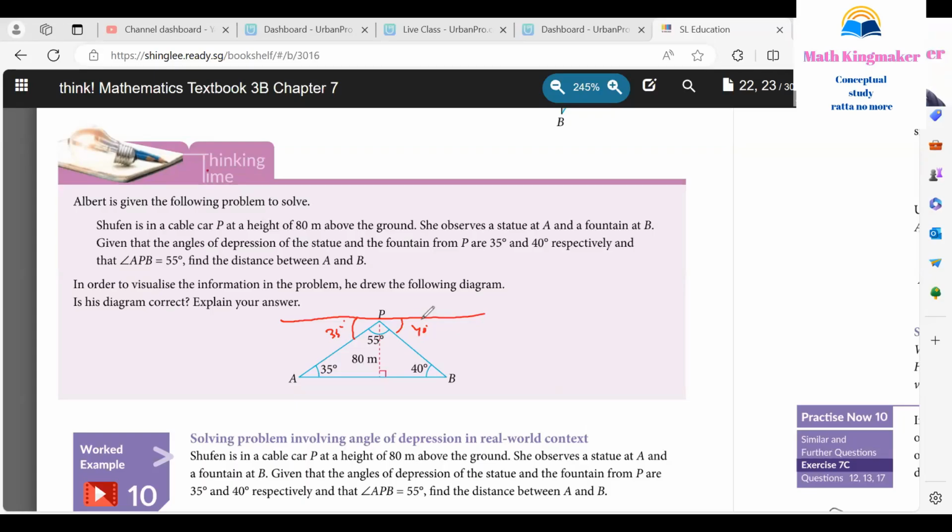Can APB be 55? Sir, can what? APB is given as 55. Oh, right. 55, 35, 55 and 35, is that sum 180 degrees in triangle APB? No. 130 degrees. Yeah, so it is wrong.